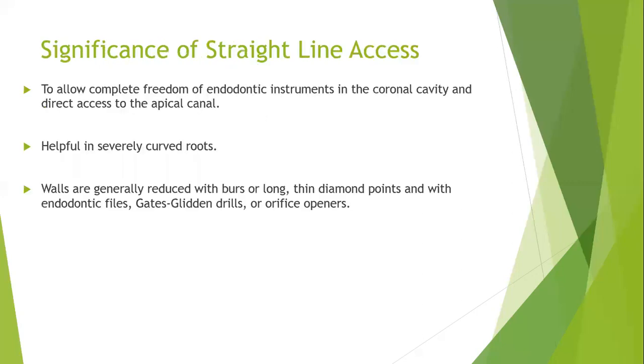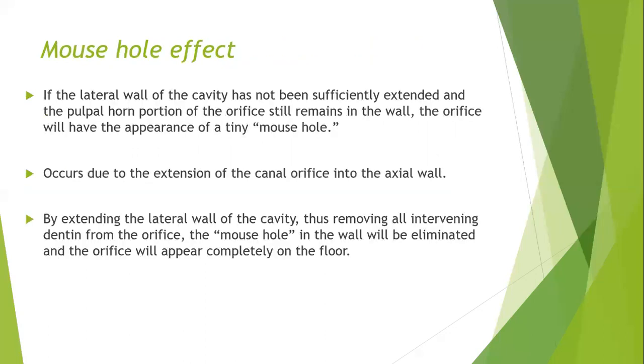Then, significance of straight line access. A straight line access is needed to allow complete freedom of endodontic instruments in the coronal cavity and direct access to the apical canal. And this is especially helpful in severely curved roots. And the cavity walls are generally reduced with burrs or long thin diamond points and with endodontic files, Gates Glidden drills, or orifice openers.